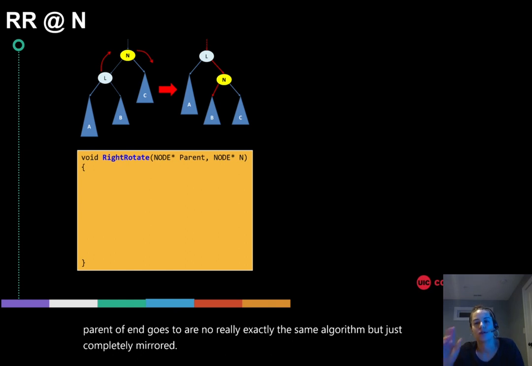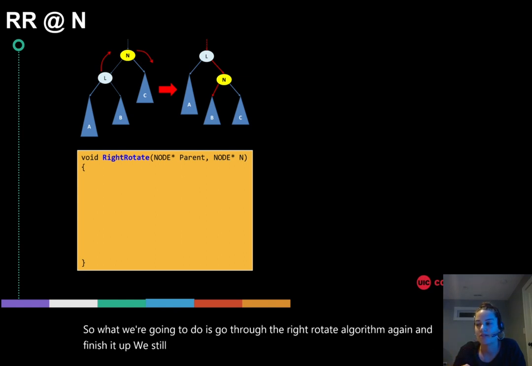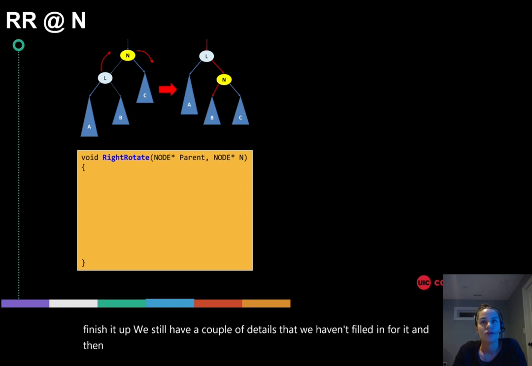So what we're going to do is go through the right rotate algorithm again and finish it up. We still have a couple details that we haven't filled in for it. And then we'll do a final comparison with right rotate and left rotate with the full algorithm.